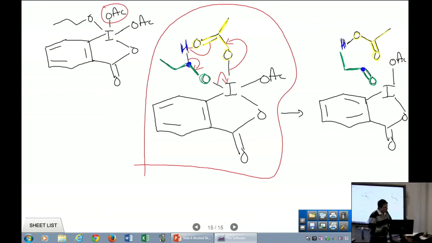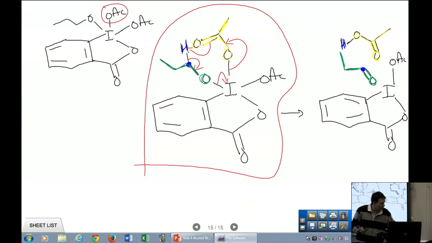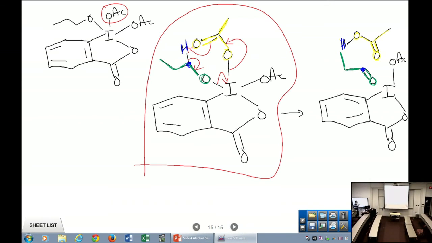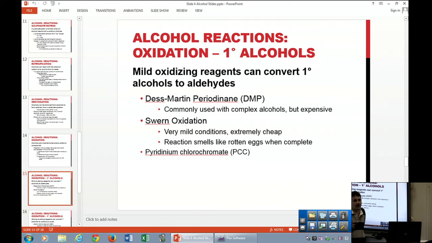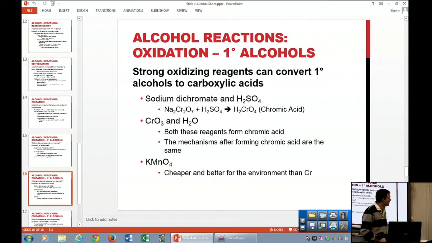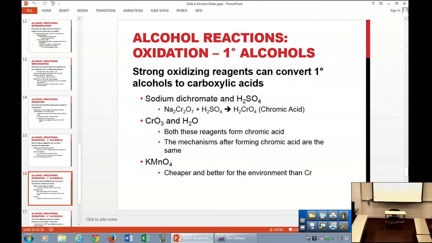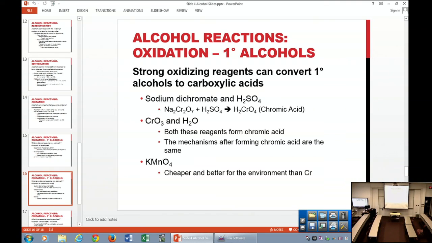So Swern, Dess-Martin, and PCC are mild oxidants that will only oxidize your alcohol to an aldehyde. Once it gets to the aldehyde, these reagents stop reacting. Now, you can have stronger oxidants that will oxidize a primary alcohol all the way to a carboxylic acid. Right? So we have sodium dichromate that will do this. We have a chromium oxide and water. And then we have KMnO4.